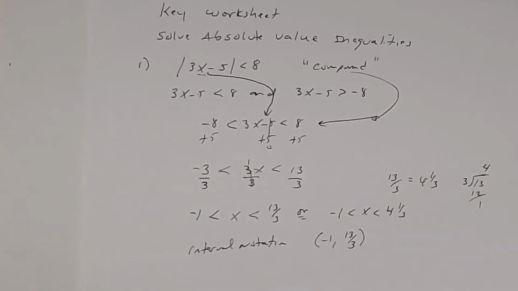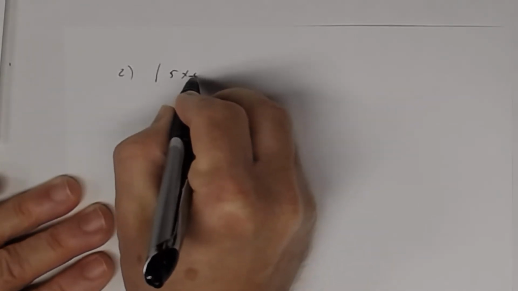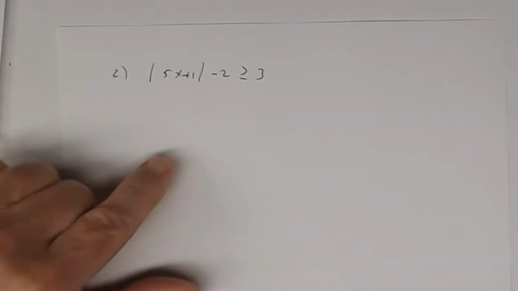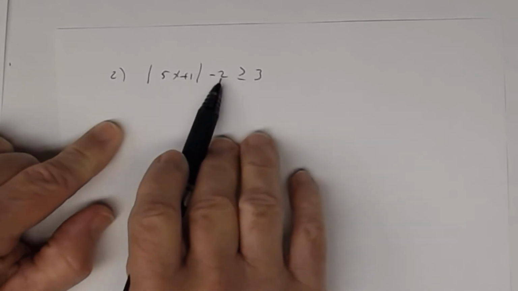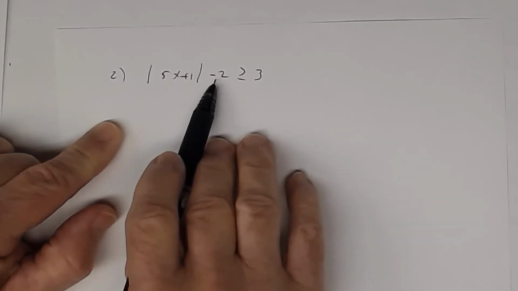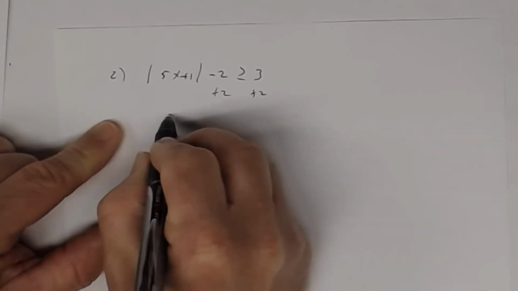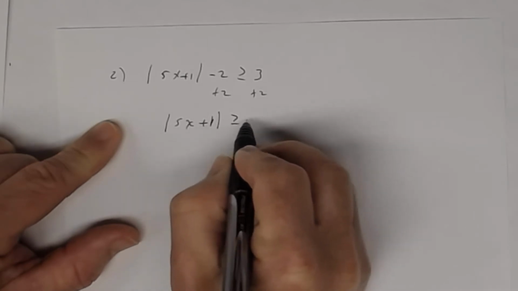Okay, let's look at number 2. We have the absolute value of 5x plus 1 minus 2 is greater than or equal to 3. First of all, we need to make sure we get that absolute value expression by itself. So I've got to get rid of this subtract 2 right here. The opposite of subtracting 2 is to add 2. And so when I do that, I get the absolute value of 5x plus 1 is greater than or equal to 5.